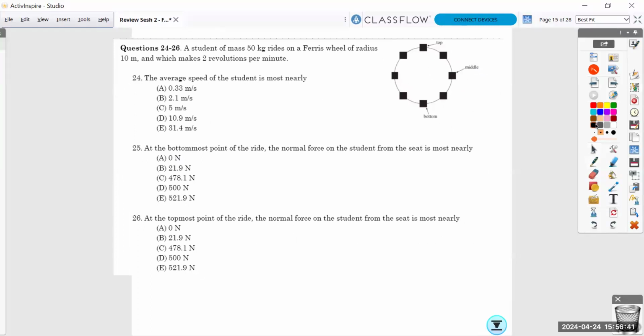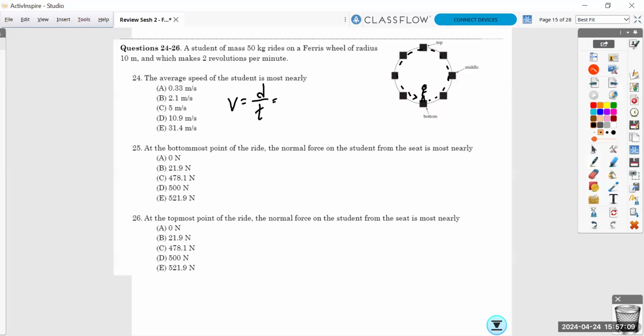All right. We want to find how fast the student is going. Remember, average speed is distance over time, right? How far does the student go? So let's say the student goes here, right? We know that they make 2 revolutions per minute, right?